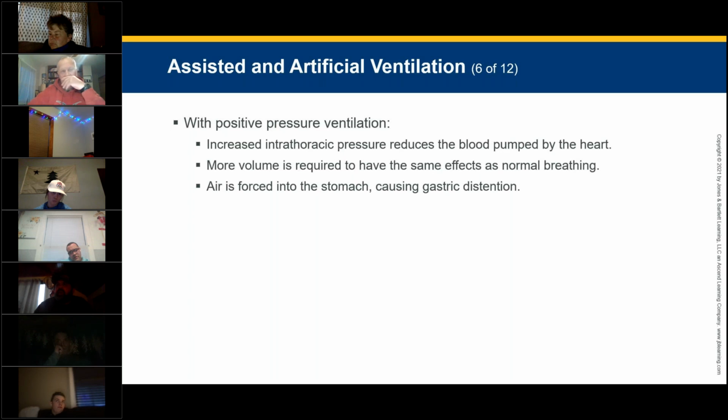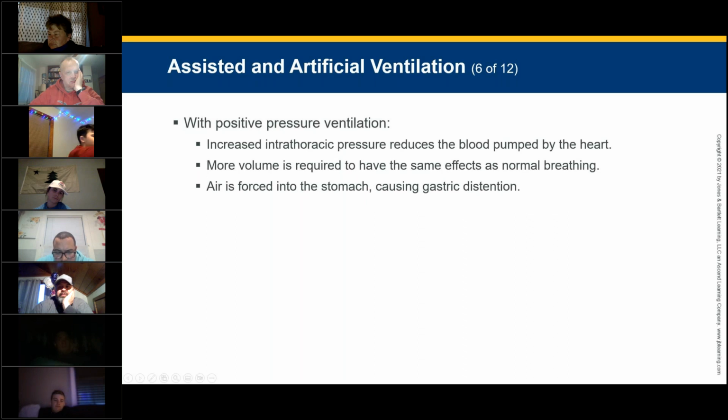With positive pressure ventilation, increased intrathoracic pressure causes compression of the vena cava and reduces blood return to the heart, which reduces the amount of blood pumped by the heart. More volume is required to have the same effect as normal breathing, which pushes the airway walls out of their normal anatomic shape. Air is forced into the stomach, causing gastric distension that could result in vomiting and aspiration. The EMT must regulate the rate and volume of artificial ventilations to help prevent the drop in cardiac output.